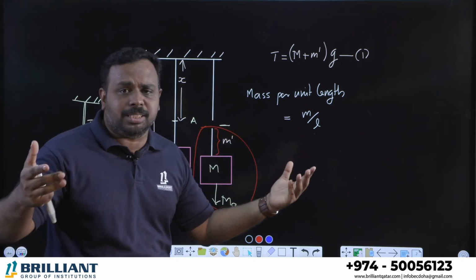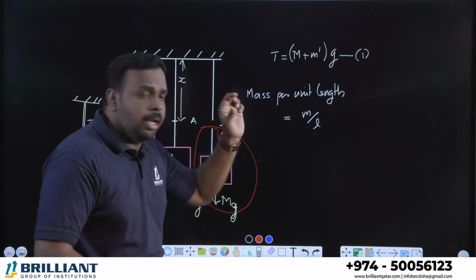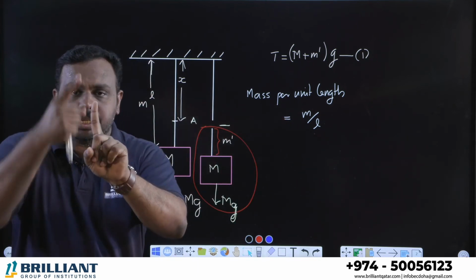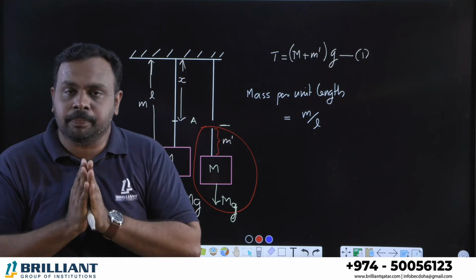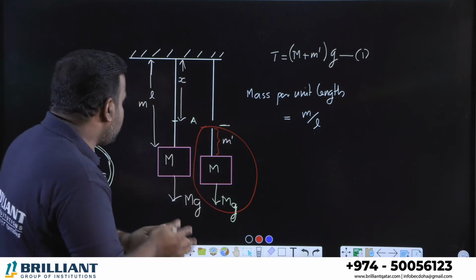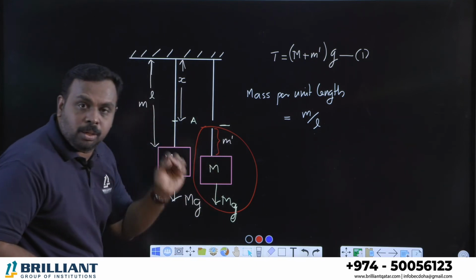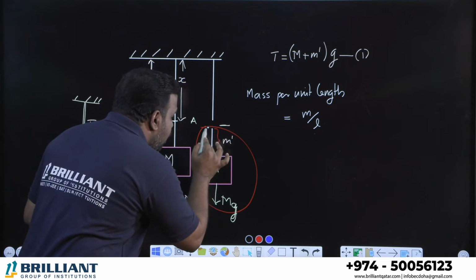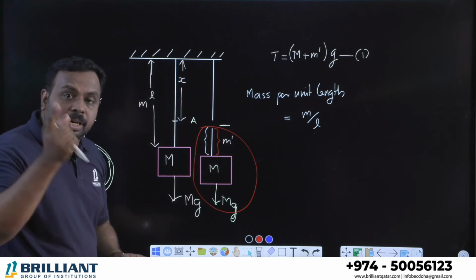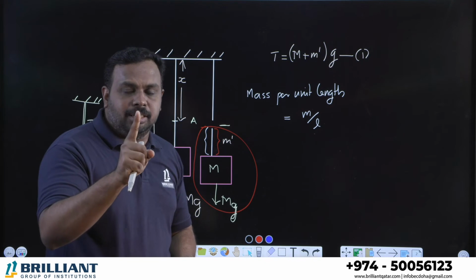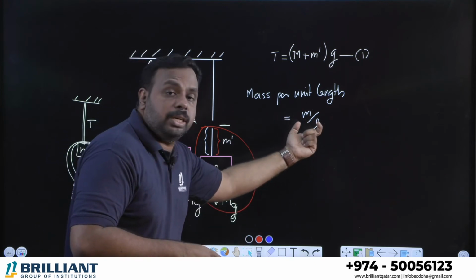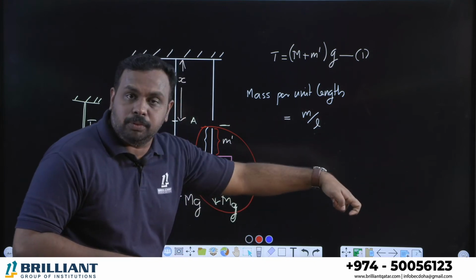We will call it linear mass density. Leave it. We can just take it as mass per unit length. In 1 meter of the string, what is the mass? Is it clear now? Right. Now what's our aim? Our aim is to find m dash. What is m dash? M dash is this much part. Per 1 meter, how many kilogram of mass is there? M by L. For 1 meter, m by L.